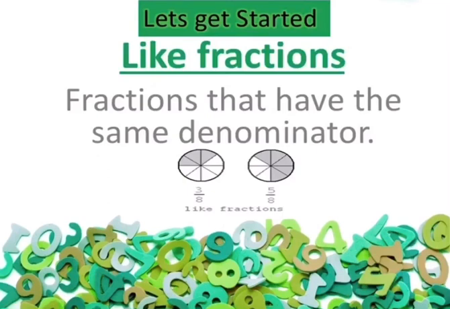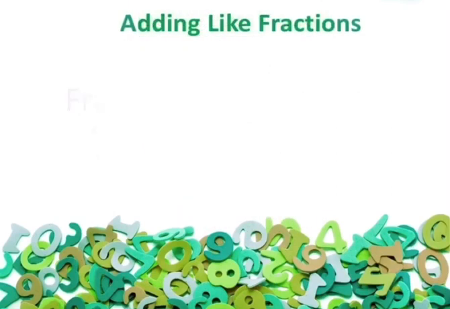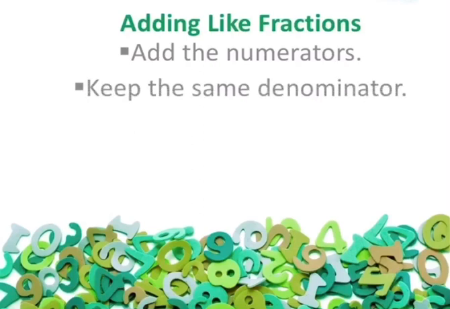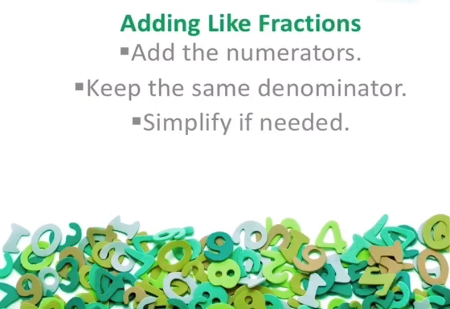Like fractions. So what are like fractions? Like fractions are those that have the same denominator, like here you can see 3 by 8 and 5 by 8. They both have the same denominator, so they are like fractions. So how can we add like fractions? First of all, we add the numerators and keep the same denominator, and then we simplify.